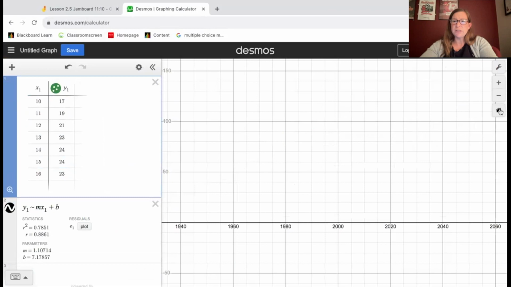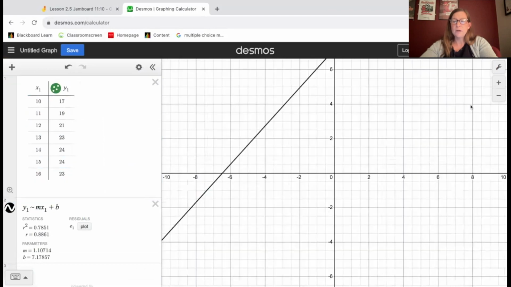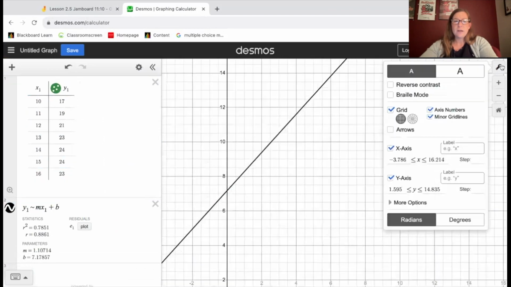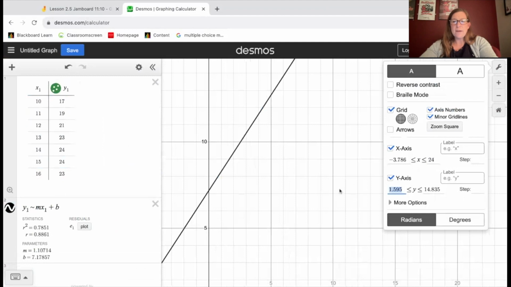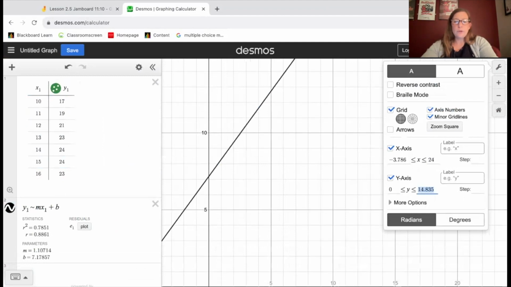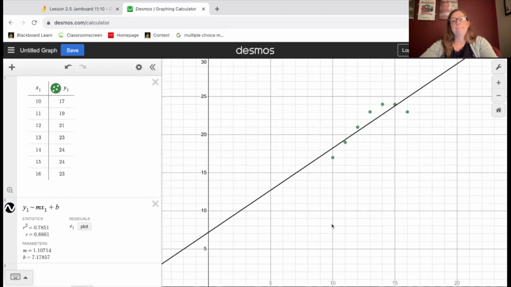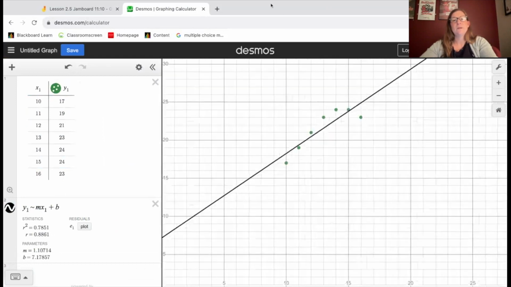And then I'm also going to reset to go back home here and reposition my graph. So let's just let our x values go from 0 to, let's say, 24 hours. And our y values, let's have our y values go from 0 to 30. There we are. That looks a little better. Well, now as I look at my statistics here, my 0.8861 for my R value is not bad, but maybe a quadratic might fit better.